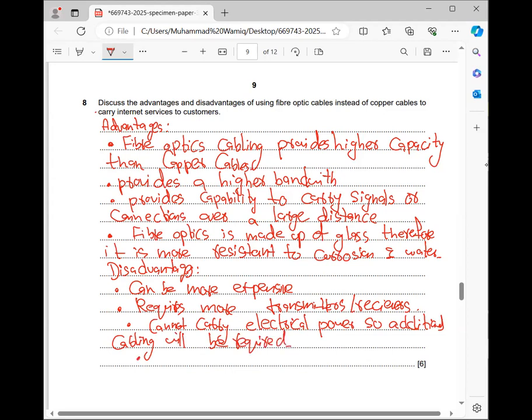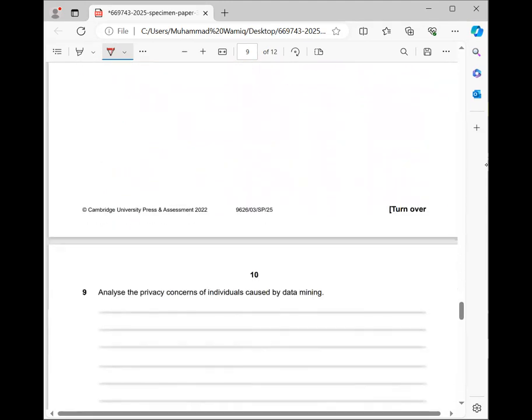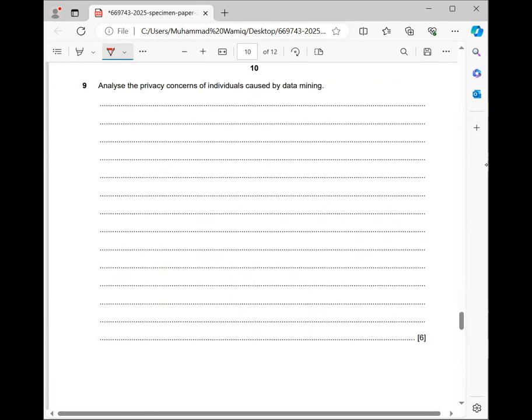One, two, three, or I can also say that it is quite difficult to repair or rejoin, because this is a fiber optic. It is made up of glass. These are not common cables.